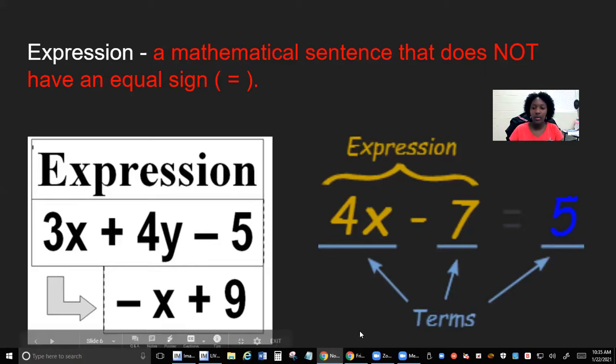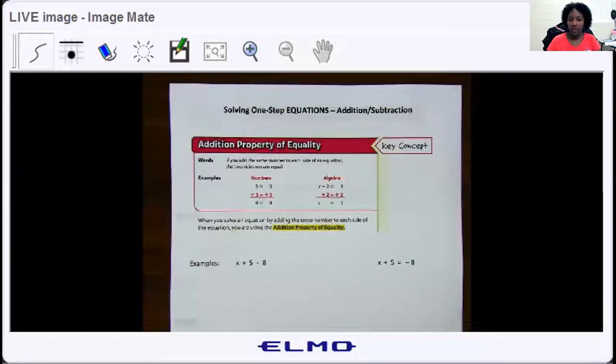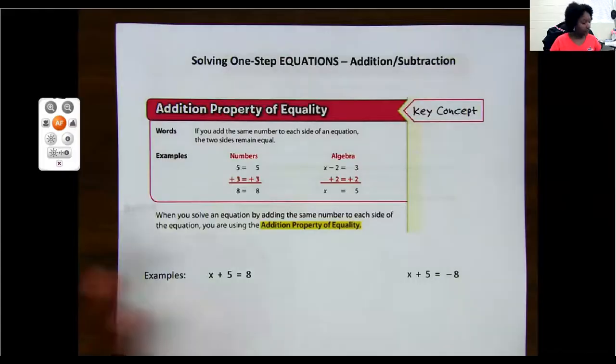Okay, so that was our vocabulary. Now we're going to go into our notes and some examples. So let me share my screen for that. Share. There we go. All right, so let's look at our notes.